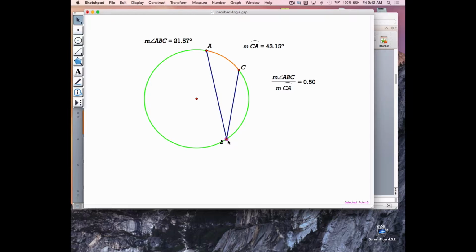What if I move C? Then the angle will get bigger. And what happens to the arc then? It gets bigger. Good. So notice, no matter where I put B, it stays the same. This is what the program is doing. It's actually recalculating these two things over and over and over again, but it doesn't change, so it doesn't appear to you that anything's changing. But just to show you, if I move C, then things change. Now, big question, what happens if I bring B all the way around here and put it on the orange? What's going to happen?